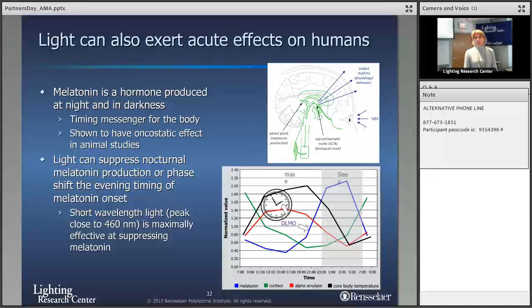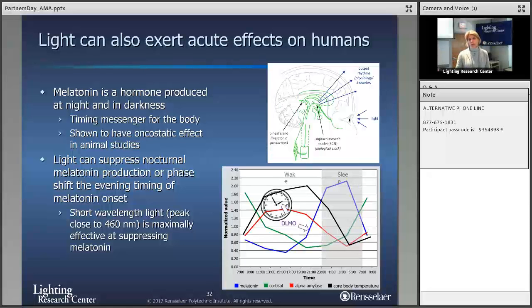And as I mentioned, light can have this acute suppressing effect on melatonin production. Light can also phase shift the timing at which you start producing melatonin in the evening. So if you get too much light in the evening, you're going to delay that dim light melatonin onset.